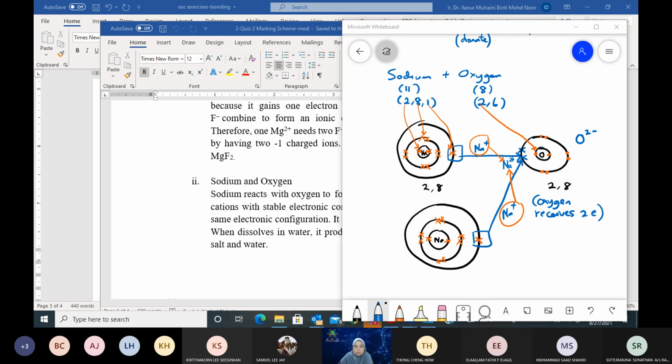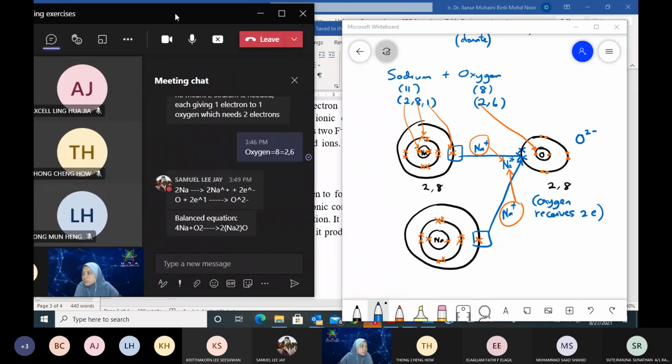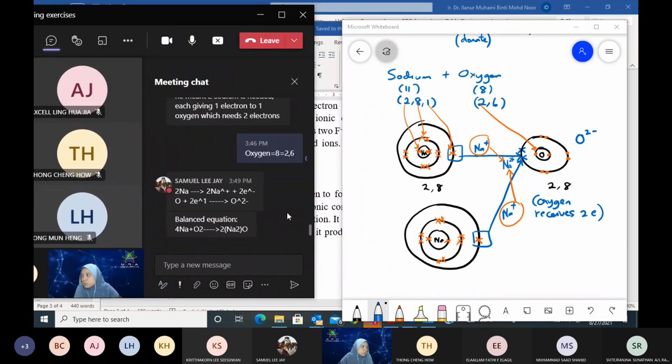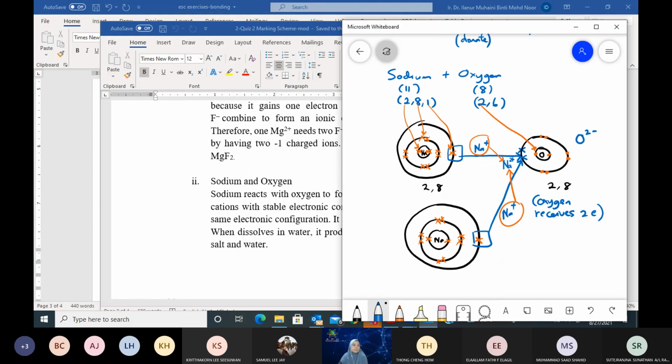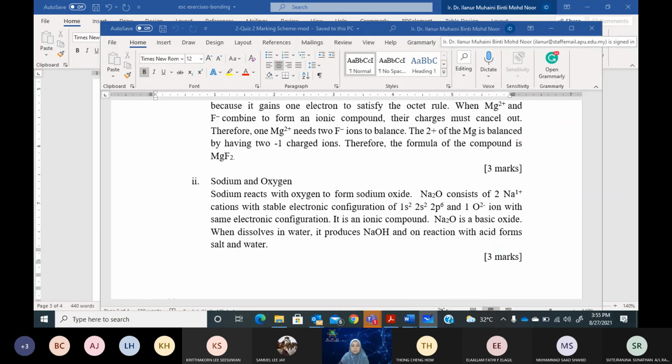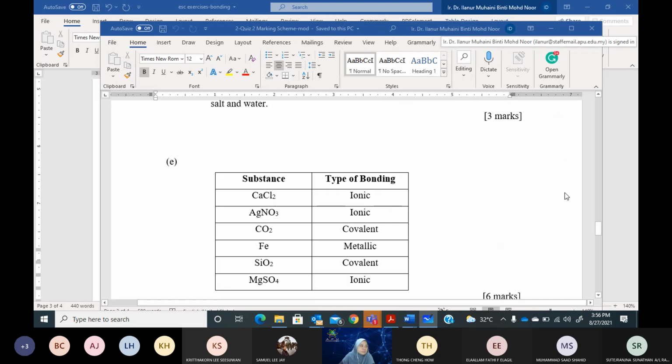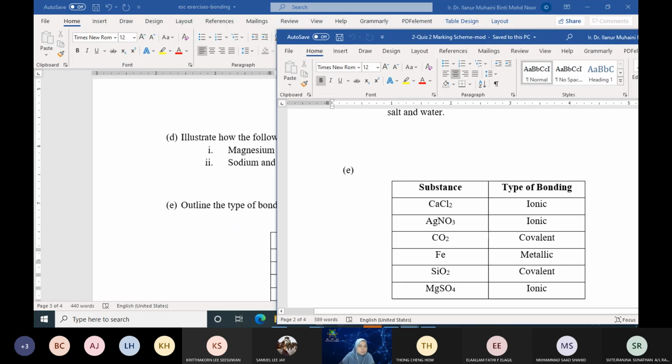Got a formula by Samuel. So Samuel's answer is something like this: 2Na plus with 2 electron. Somehow I became confused. Oh, Na2 plus just now, right? Okay, we settle that part. This one can do, right?